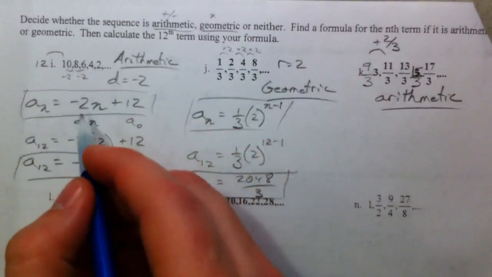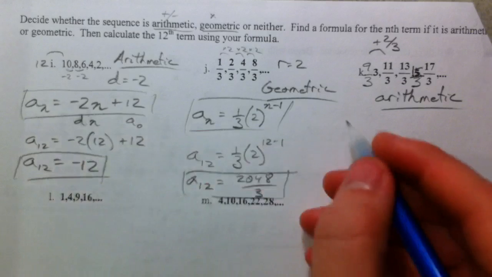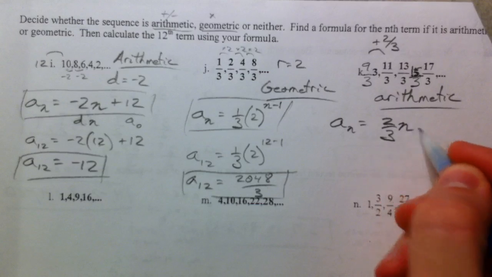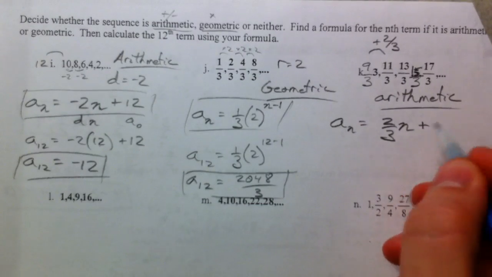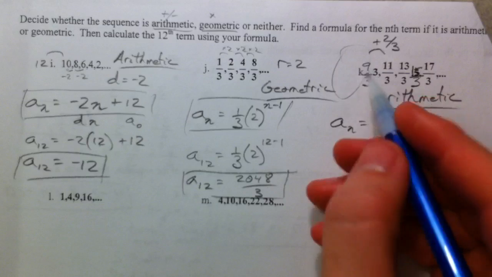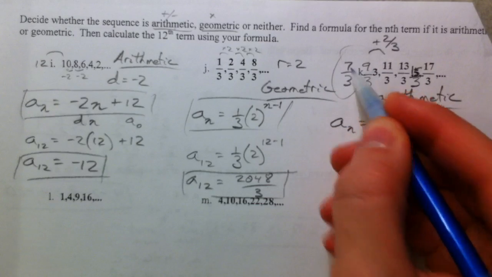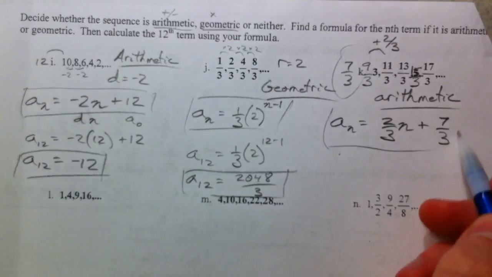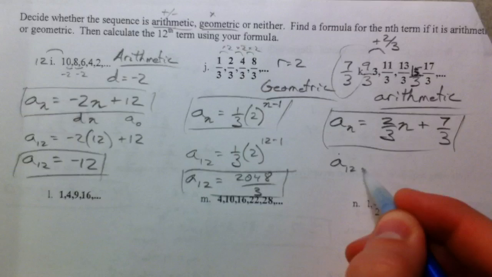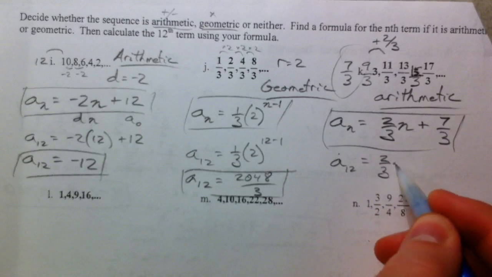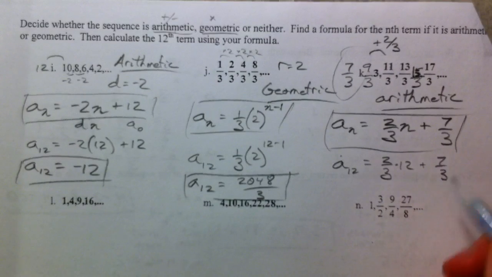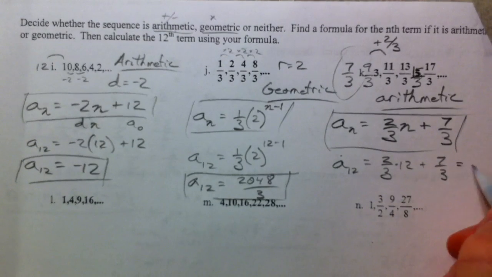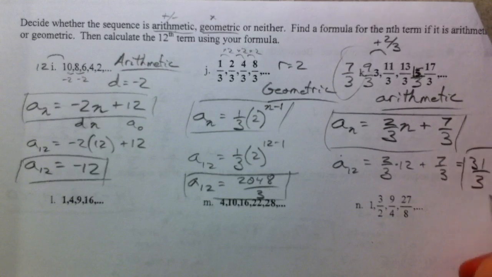So we're going to fashion this after this other one over here, where we had our 2/3 times whatever n is, and then we're going to make sure we start off in the right spot where our 0 term is 7/3 if we subtract 2/3 one last time. So that's 7/3. A sub 12, 2/3 times 12 plus 7/3. Is 31 thirds.